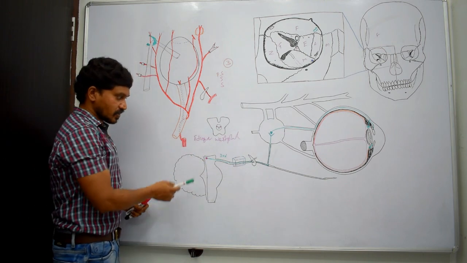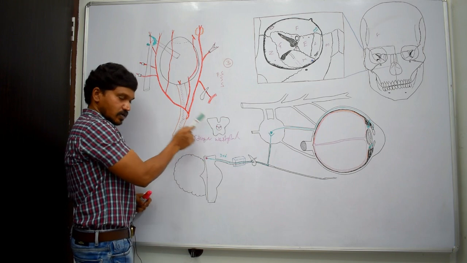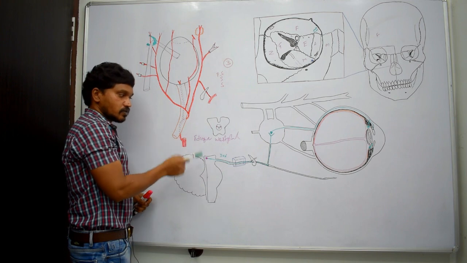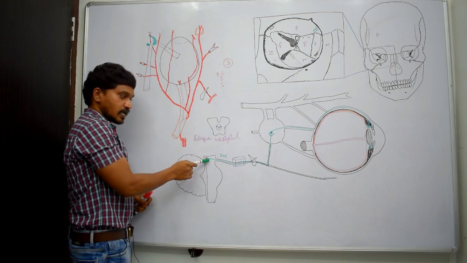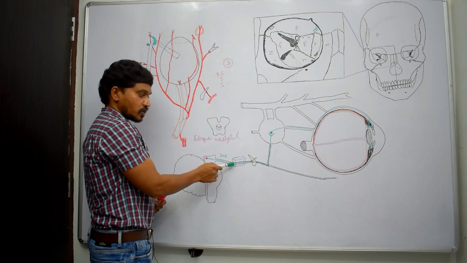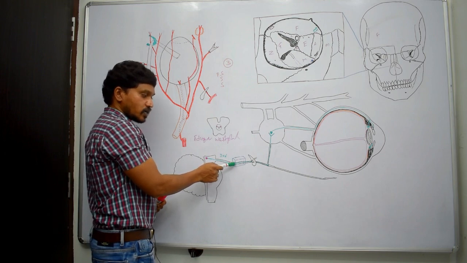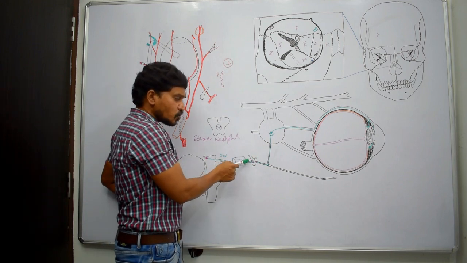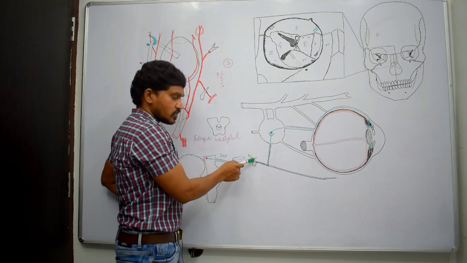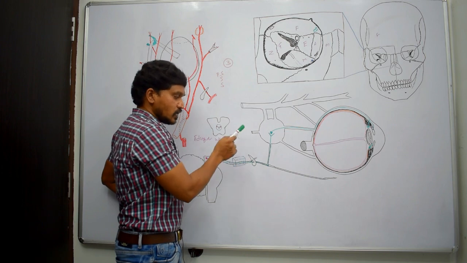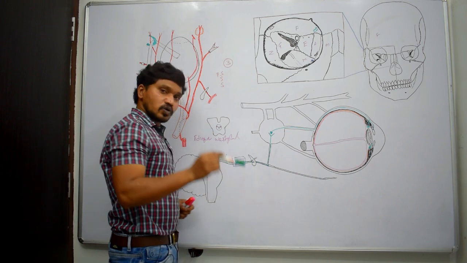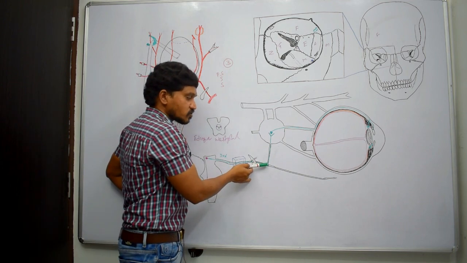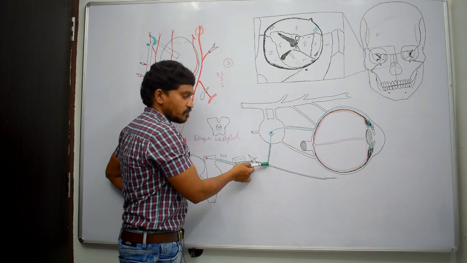Recollect once again. Edinger-Westphal nucleus in the midbrain. From there only preganglionic parasympathetic nerve fibers will be arising. These preganglionic nerve fibers pass through the oculomotor nerve, right? This oculomotor nerve passes through the cavernous sinus, then it passes through the lower division of the oculomotor nerve. This lower division passes through the superior orbital fissure, the central part of the superior orbital fissure. Then it passes through the nerve to the inferior oblique.